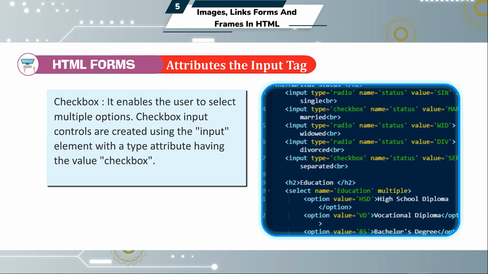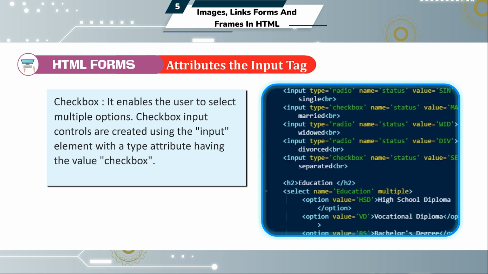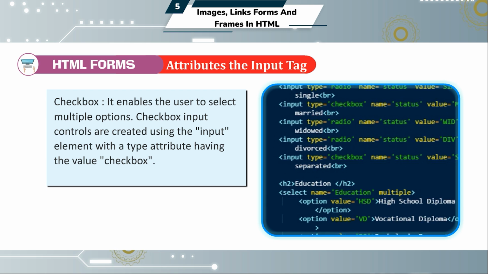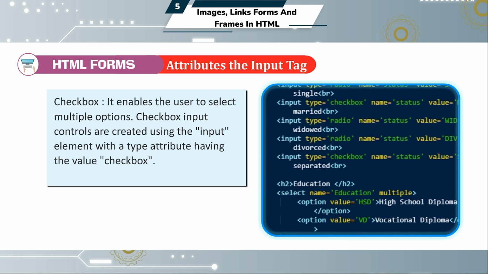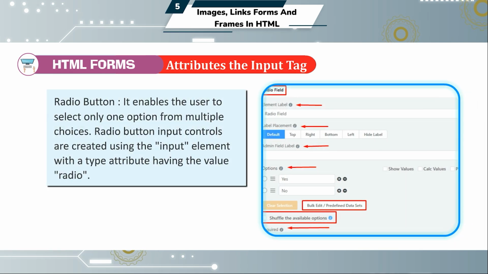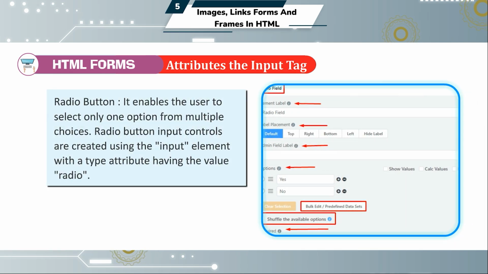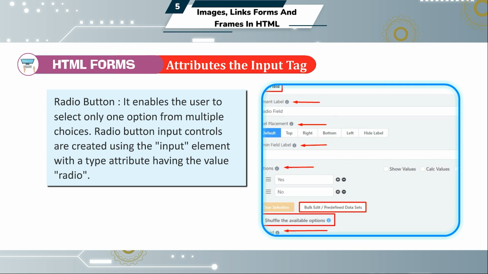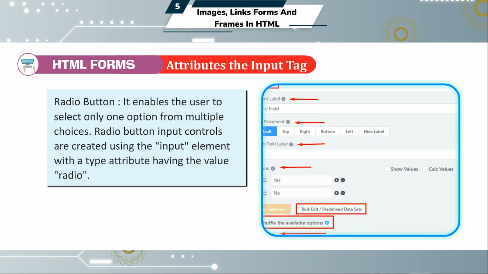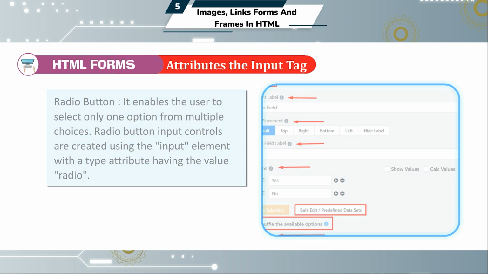Checkbox. It enables the user to select multiple options. Checkbox input controls are created using the input element with the type attribute having the value checkbox. Radio button. It enables the user to select only one option from multiple choices. Radio button input controls are created using the input element with the type attribute having the value radio.